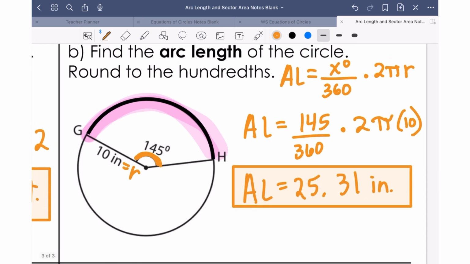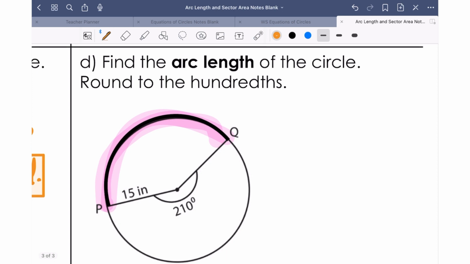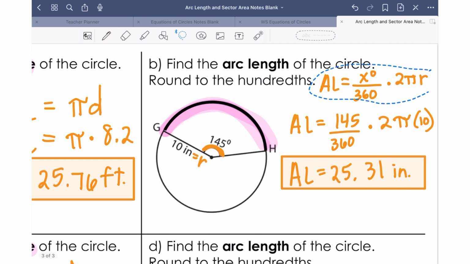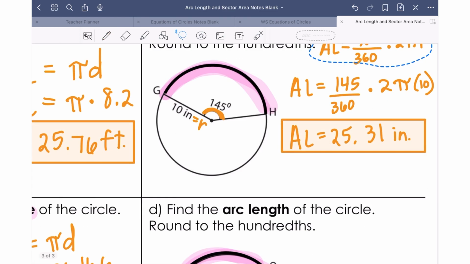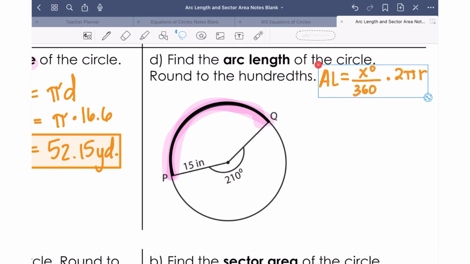I want you to try to do D and see if you can figure it out. Let me copy the formula. Or if you're just going to sit there and watch me do it because you don't want to practice on your own, hey, all power to you. I'm just going to do what I need to do.